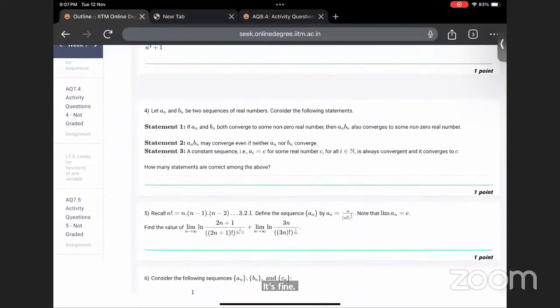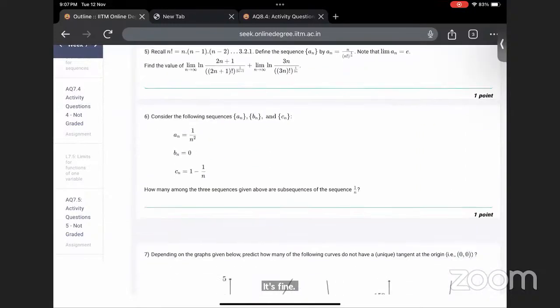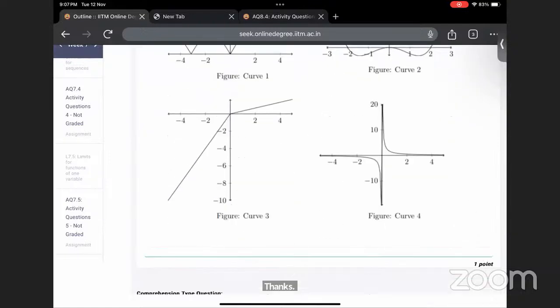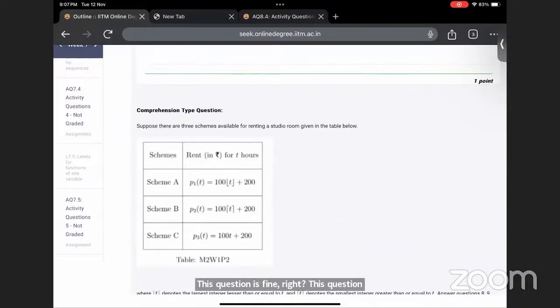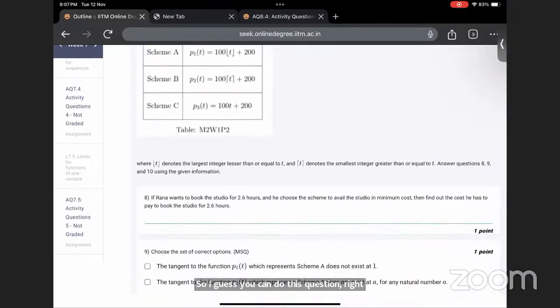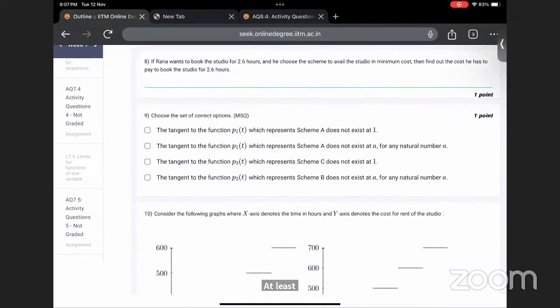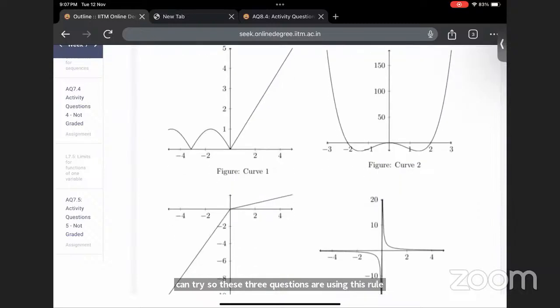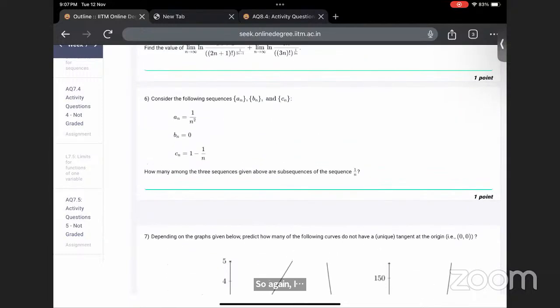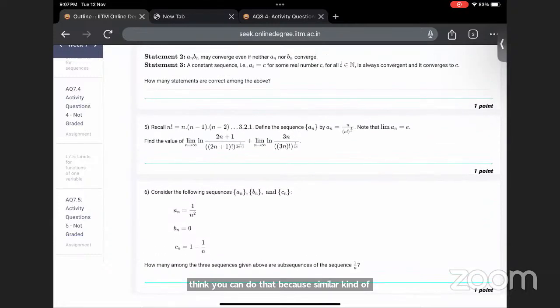So any other doubts? This question is fine, right? This question is using the floor function and ceiling function. All of you already know the floor function and ceiling function, so I guess you can do this question. At least try. Otherwise, there is a recorded version too, so you can try. These three questions are using the floor function. This one is again just checking the derivative, I mean the tangent. Again, I think you can do that because it's a similar kind of thing.